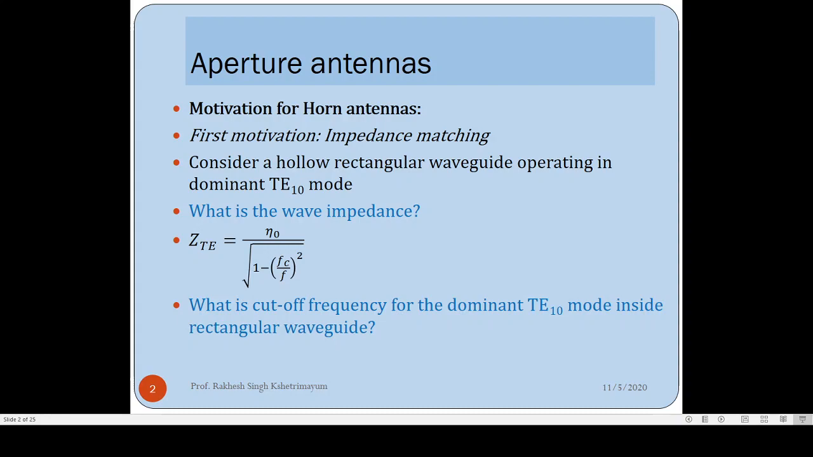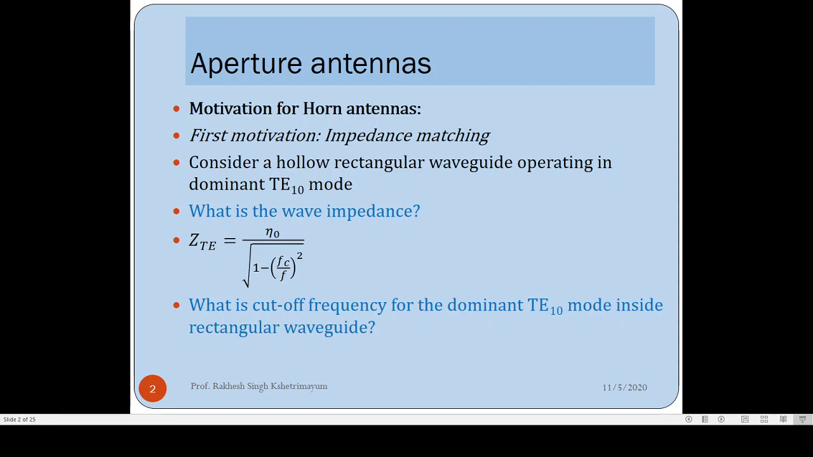So in this class, we'll discuss about the horn antennas. Firstly, we'll discuss what is the motivation behind converting the antennas we have considered in the previous class into horn antennas. We'll consider three motivations for that. So let's look at the first motivation. The first motivation is proper impedance matching between the waveguide and the free space.